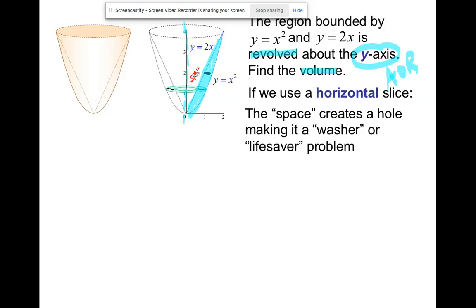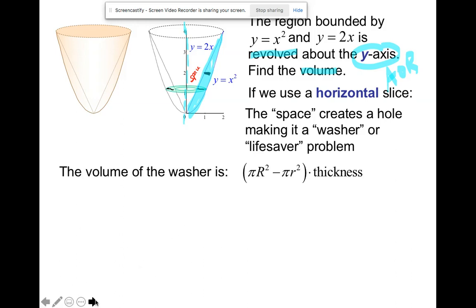Spin. Because I had a space between my 2D image and the axis of rotation, I have a hole in my lifesaver. The volume of that lifesaver or washer is the big circle minus the small. That gets me my area. Multiply times thickness to get volume.